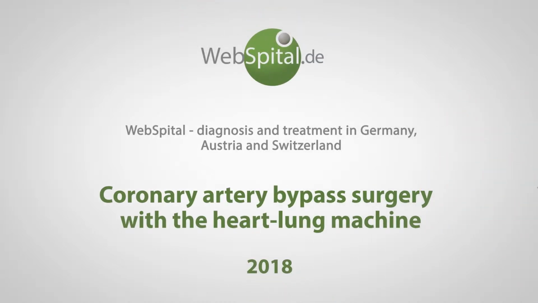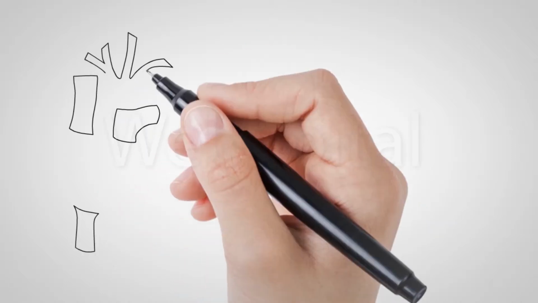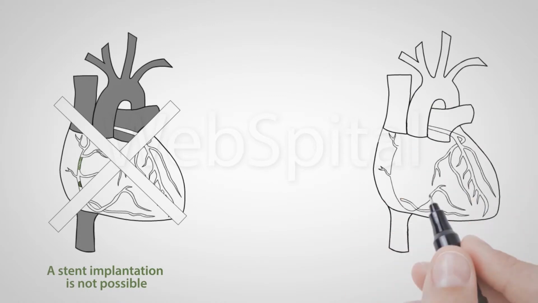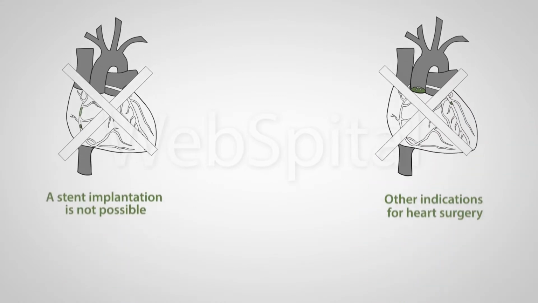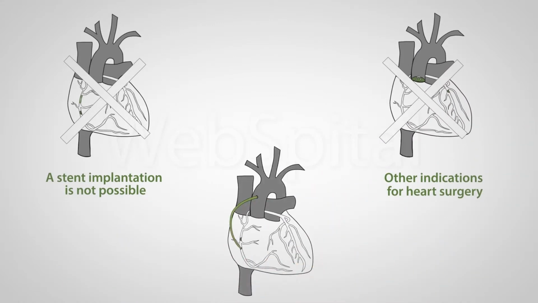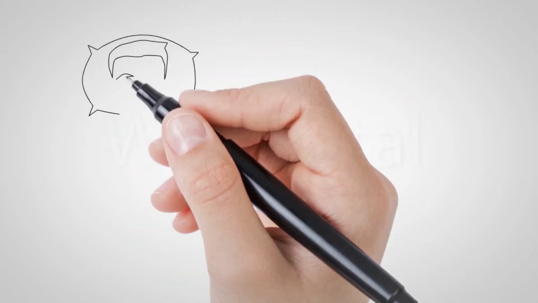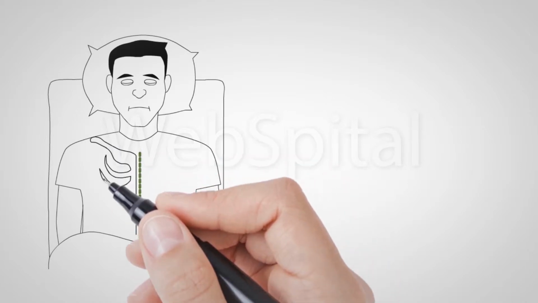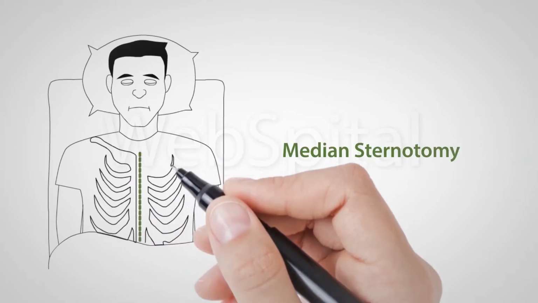Coronary artery bypass surgery with the heart and lung machine. If the stenosis in the coronary arteries cannot be dilated or stented, or if there are other indications for cardiac surgery, a coronary bypass operation is performed. The median sternotomy is the classical approach. For this purpose, the sternum is opened lengthwise from the xiphoid process to the manubrium with a saw.